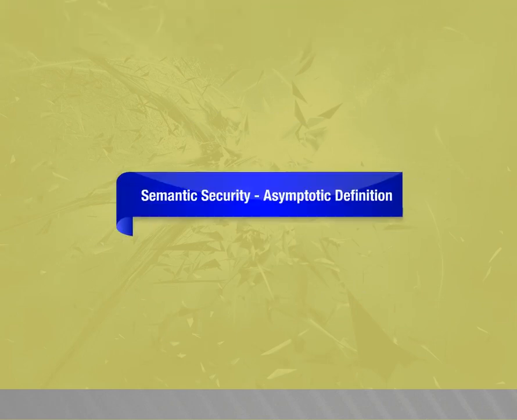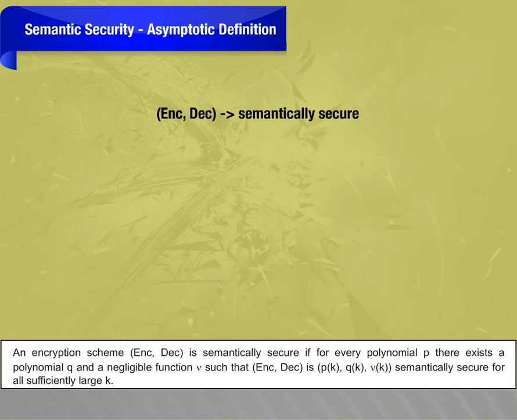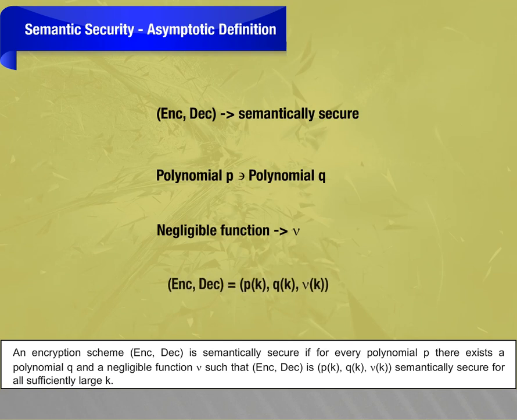Semantic security, asymptotic definition. An encryption scheme (ENC, DEC) is semantically secure if for every polynomial p there exists a polynomial q and a negligible function nu such that (ENC, DEC) is (p(k), q(k), nu(k)) semantically secure for all sufficiently large k.